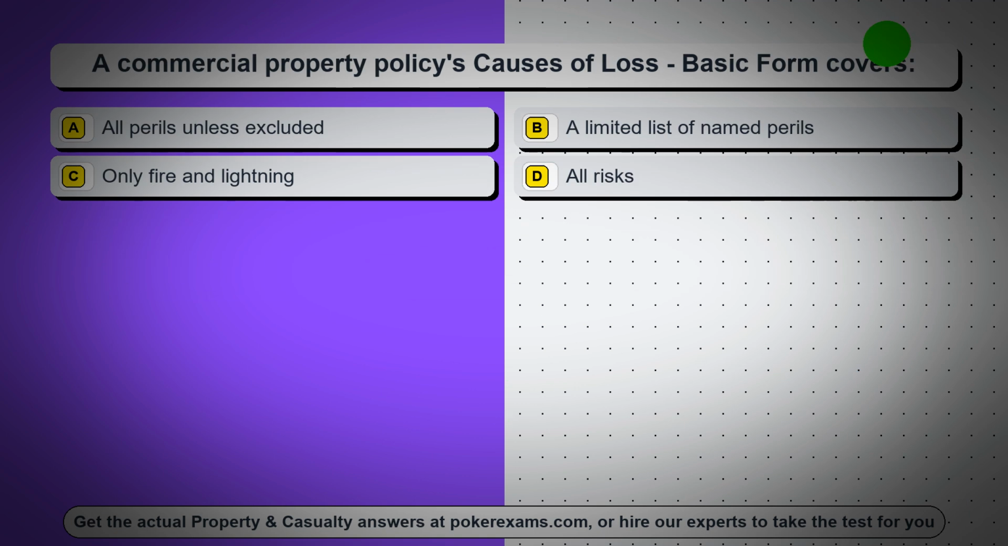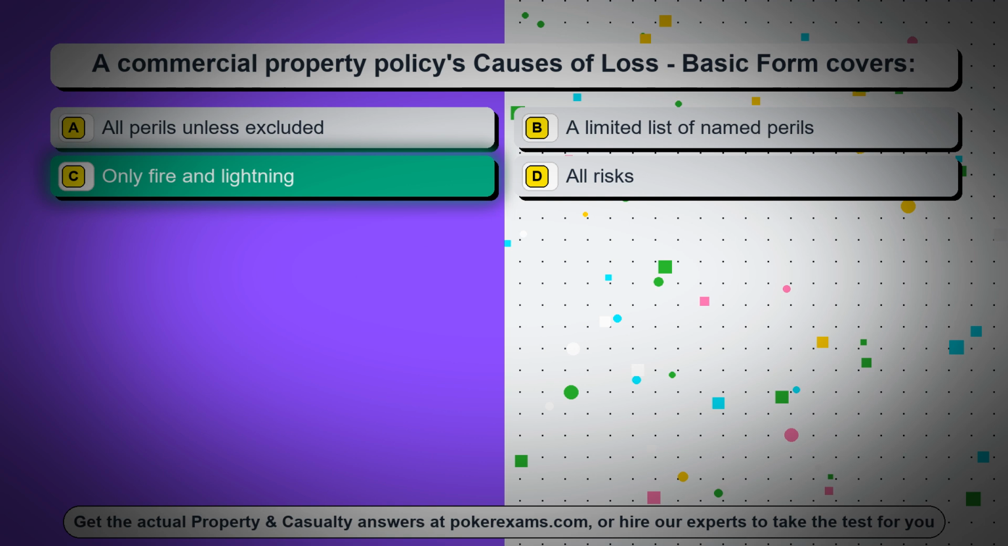Question 7. A commercial property policy's causes of loss basic form covers. Option A. All perils unless excluded. Option B. A limited list of named perils. Option C. Only fire and lightning. Option D. All risks. The correct answer is option C.